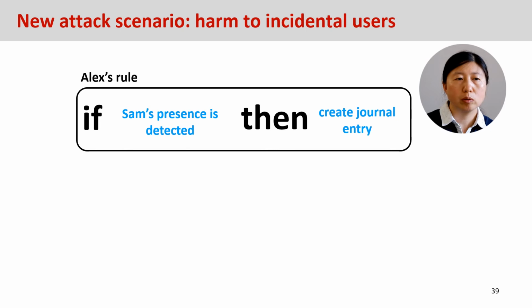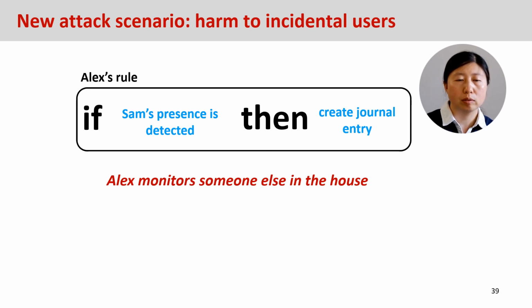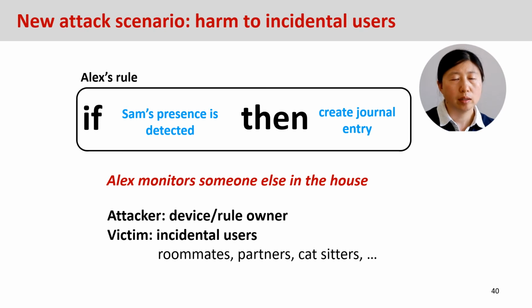Using the example we've shown before, let's assume that Alex set up the rule that if Sam's presence is detected, then create journal entry. Here, there's no harm to Alex. Instead, Alex can use this rule to monitor somebody else, namely Sam, in the house. In this new attack scenario, the attacker is actually the device and rule owner.